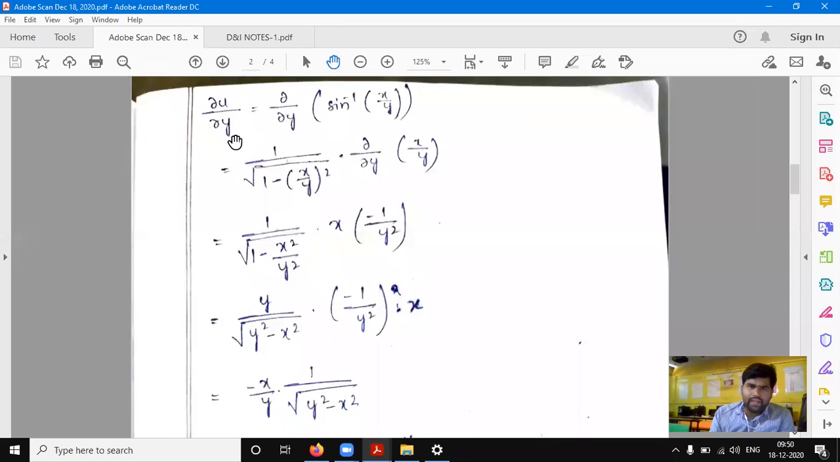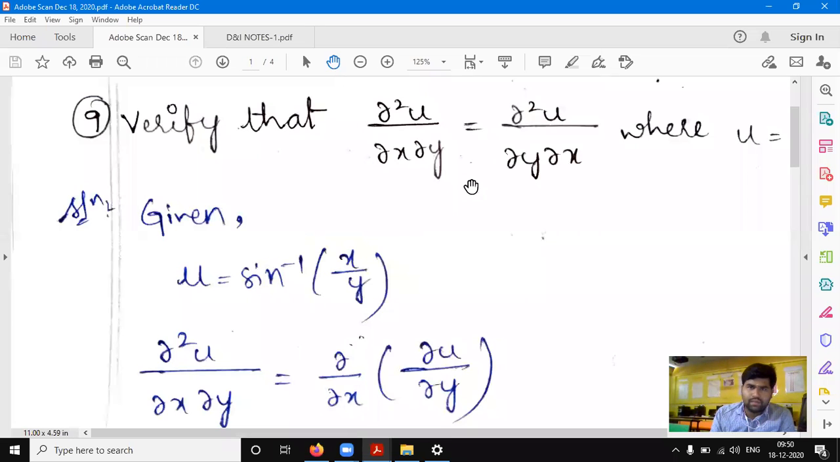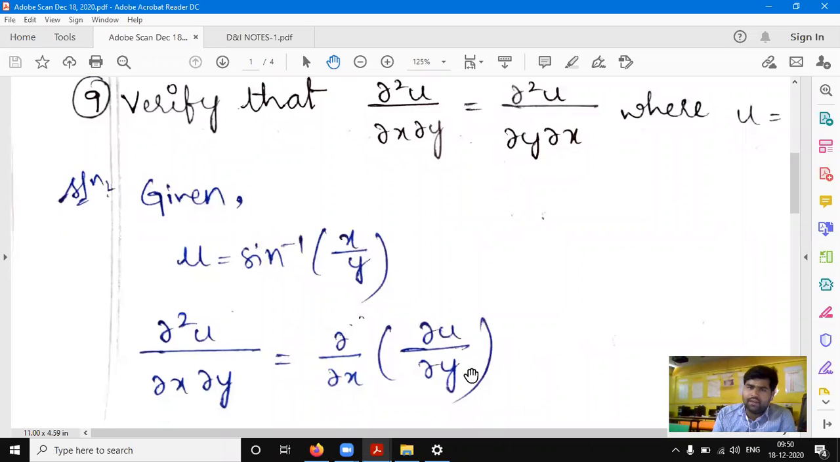Given u is equal to sin⁻¹(x/y). First we have to find this one. ∂²u/∂x∂y is equal to ∂/∂x of ∂u/∂y. So first we have to calculate ∂u/∂y.